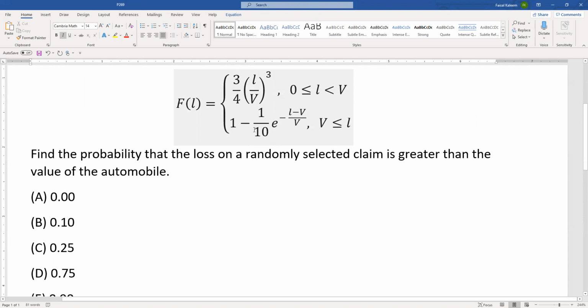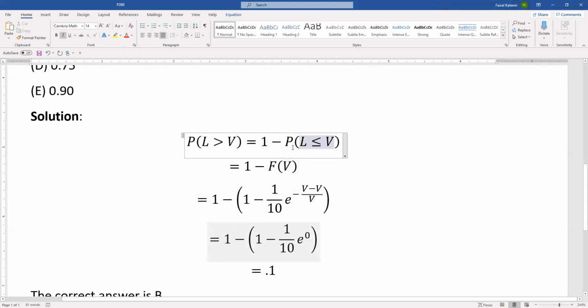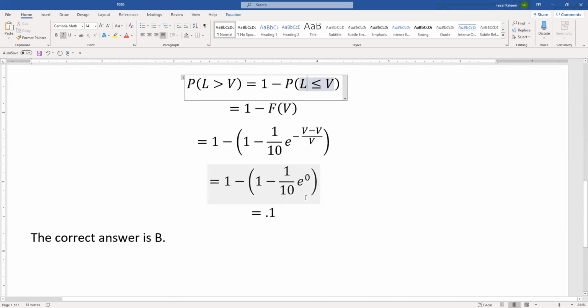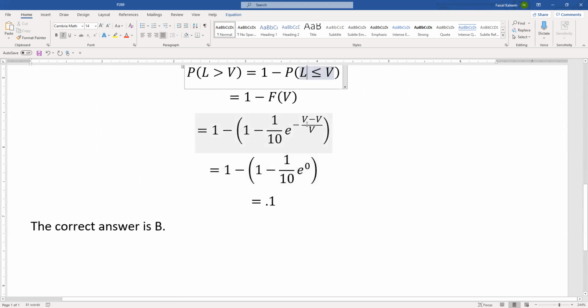So we will substitute L is equal to V because we have to calculate big F at V. So when we substitute L is equal to V here, we get 1 minus 1 over 10 e power negative V minus V over V. So this is just e power 0, which is 1. And so that simplifies to 1 minus 1 over 10. And that's just 0.1. That is choice B.